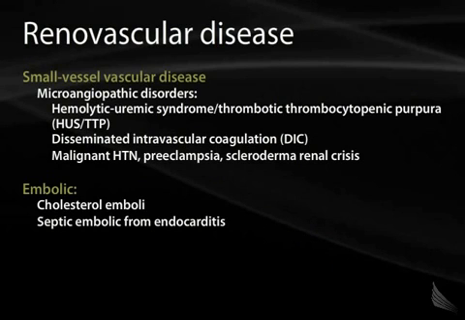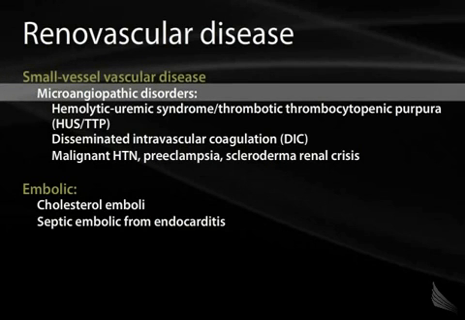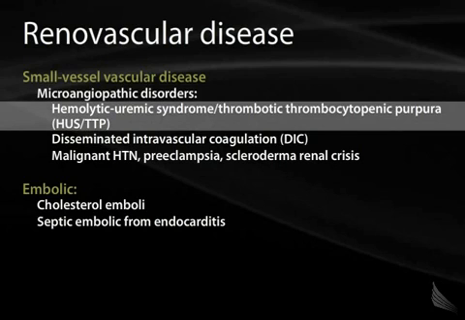Finally, renal vascular disease in the setting of intrinsic renal failure usually represents small vessel vascular disease. This can be from microangiopathic disorders or embolic disorders. The microangiopathic disorder that is most often asked on the USMLE Step 1 exam is the HUS-TTP syndrome. Microangiopathic hemolytic anemia and renal failure are two of the primary manifestations of this disease.